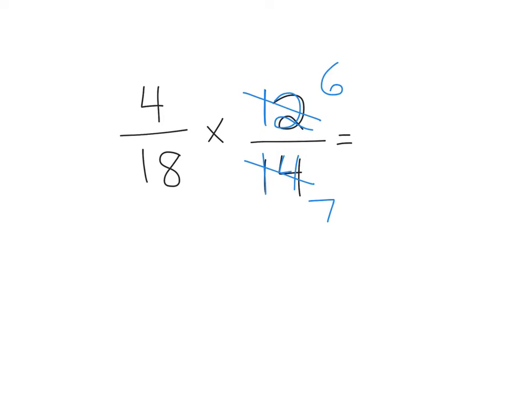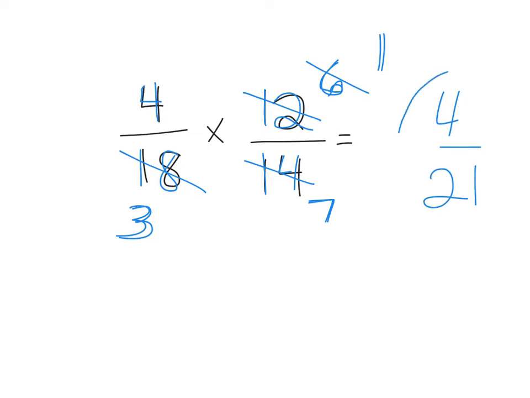Now I'm looking here, and I'm noticing that the 6 and the 18 can both be divided by 6. So 6 divided by 6 is 1, and 18 divided by 6 is 3. And now I don't see any more cases where I can simplify, so I'm going to multiply the numerators. 4 times 1 is 4, and 3 times 7 is 21. And I want to double check that it is in simplest form, and it is.